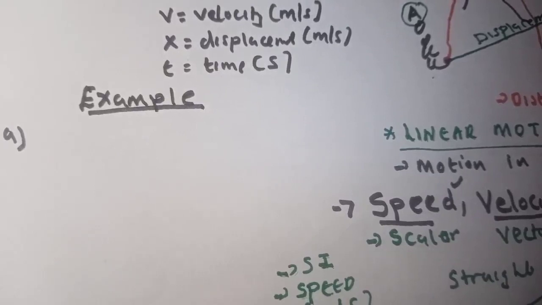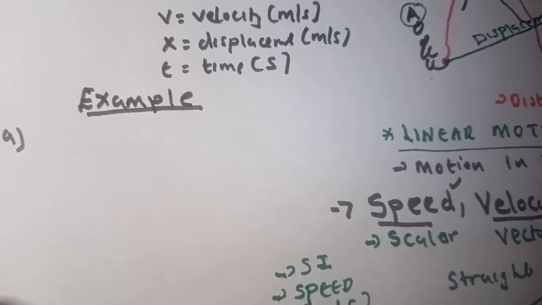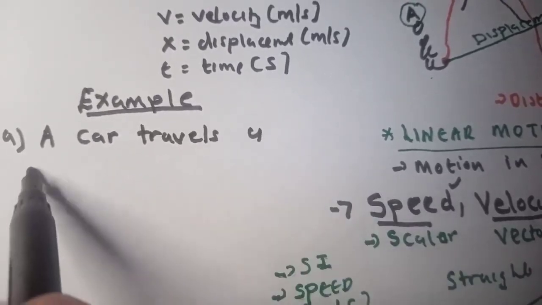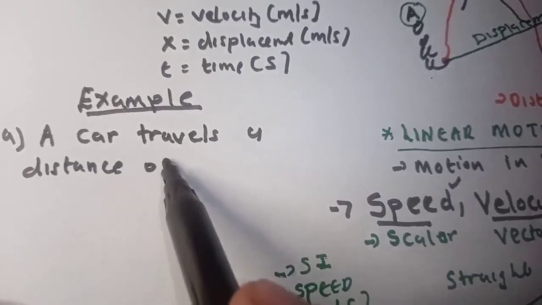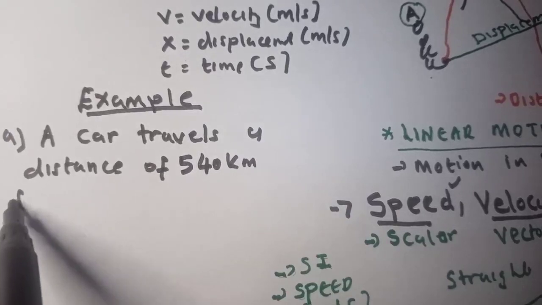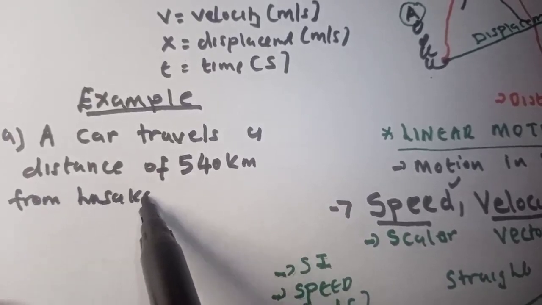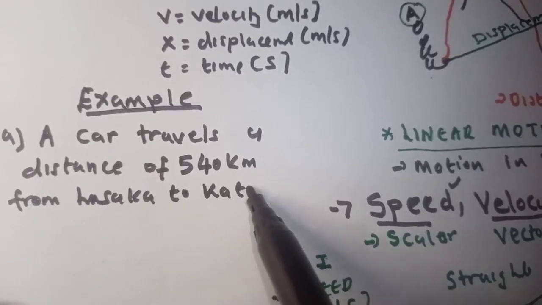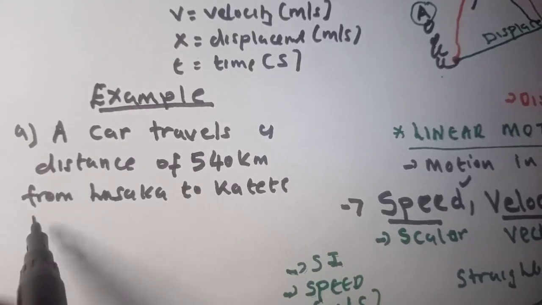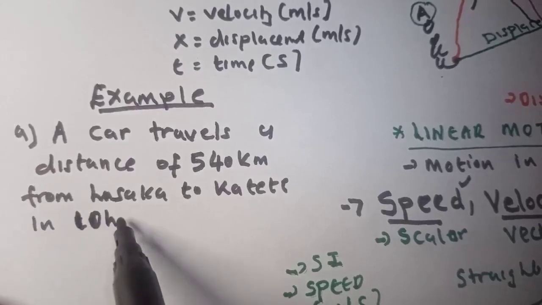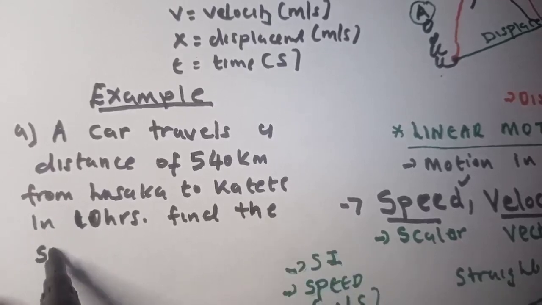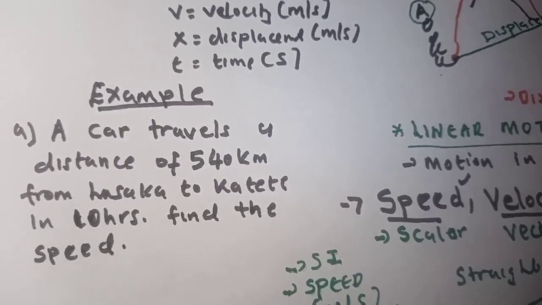So this example says that a car travels a distance of 540 kilometers from Lusaka to Katete in 10 hours, and we're told to find the speed.